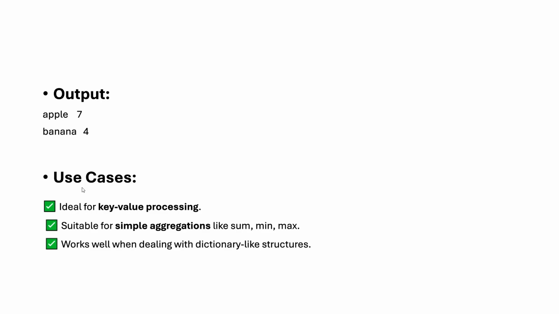And where can we use this type of key value pair? It is ideal as input for key value processing, suitable for simple aggregation functions such as mean, max, and works well when dealing with dictionary-like structures. So we can have the key value pair as an input.